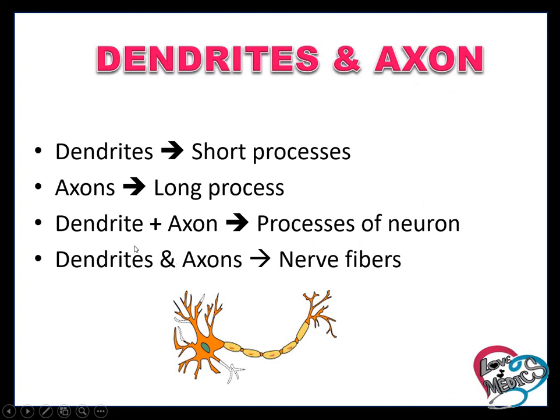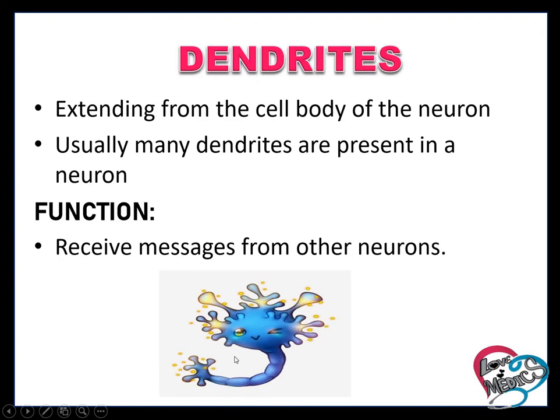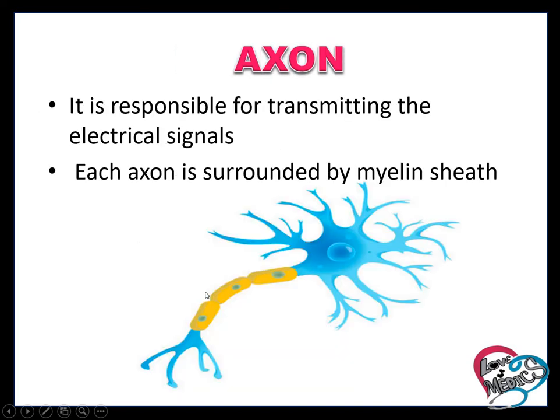Dendrites and axons. Dendrites are the short process and axons are the long process. These dendrites and axons are called processes of the neurons, and these are also called nerve fibers. Dendrites are the extension from the cell body, and usually many dendrites are present on the neuron. The function of the dendrites is to receive the message from other neurons. Axon is responsible for transmitting the electrical signal from the dendrites to the axon terminal.